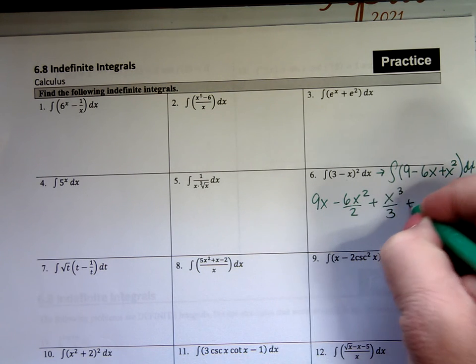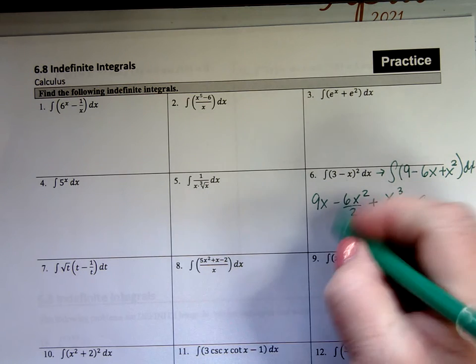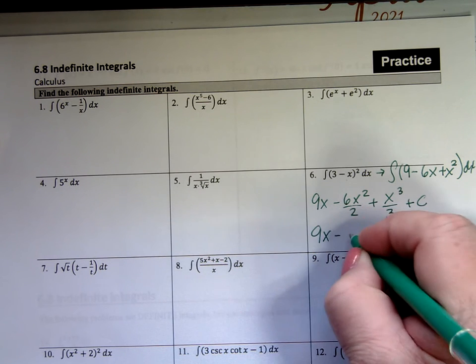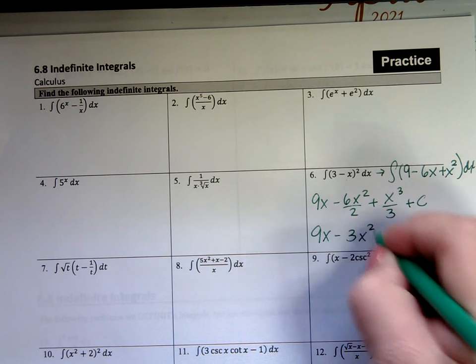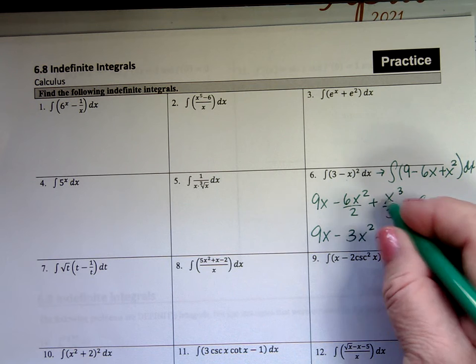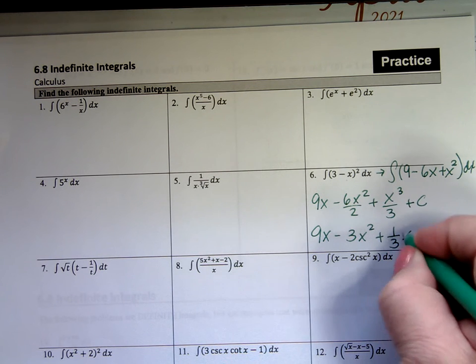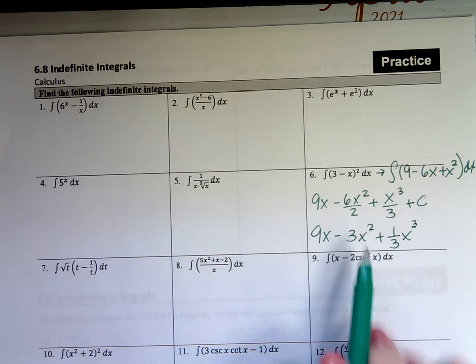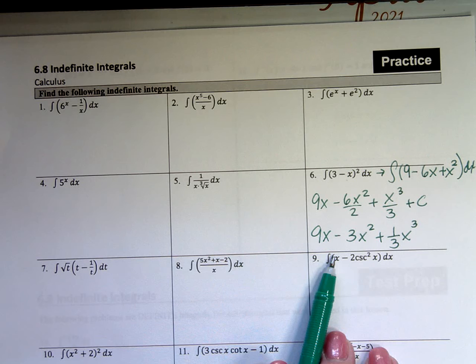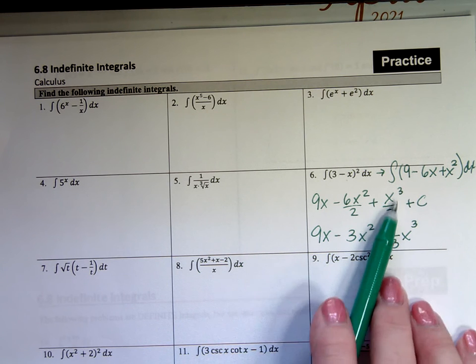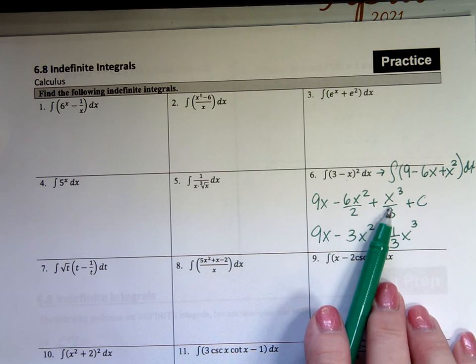Can I make it any better? And the answer is 9x minus 3x squared plus. Sometimes you'll see this written as 1/3 x cubed. You could also put this as x cubed over 3. That's the same thing.